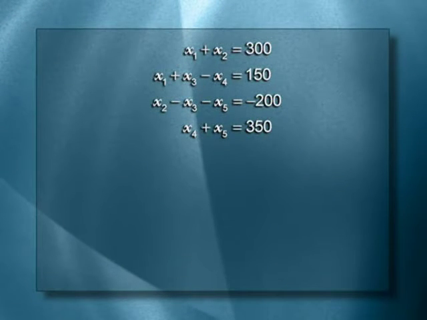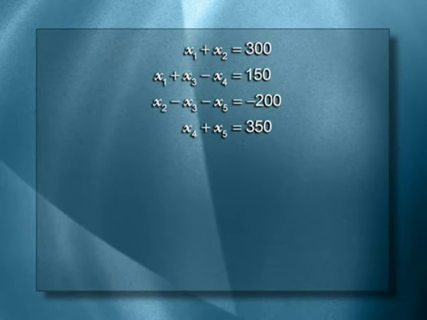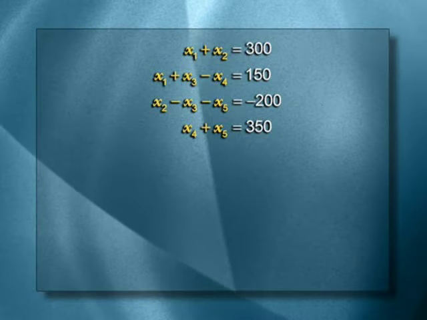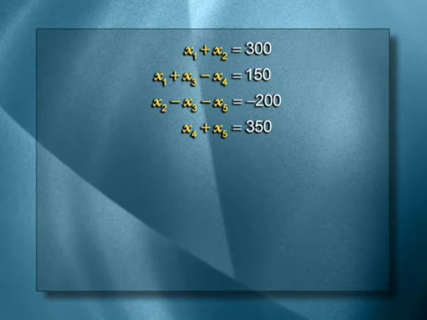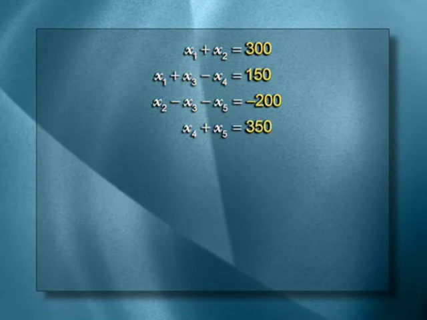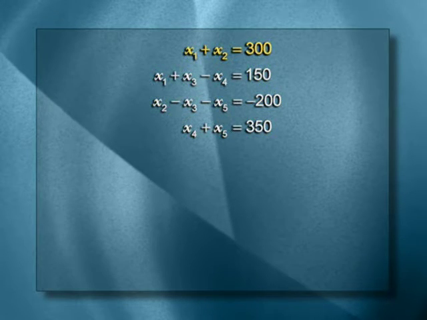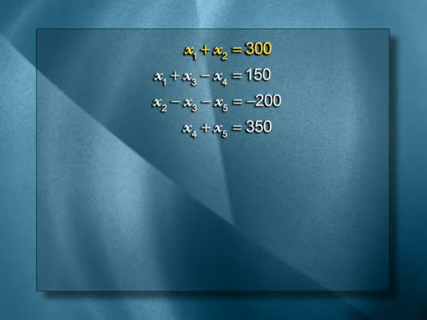Here's the system of linear equations. There are 4 of them because there were 4 corners, and they involve 5 variables, don't they? x1 through x5. And then they have a right-hand side, those numbers. Here they are. x1 plus x2 equals 300. That was the first equation.